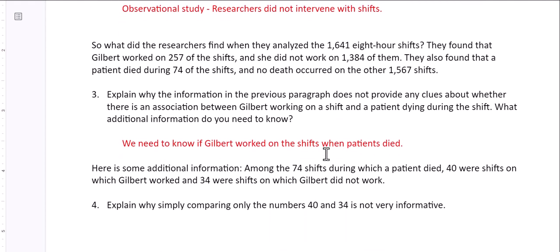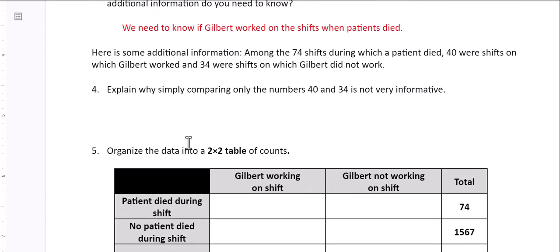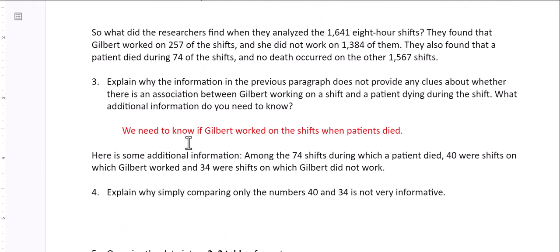So here's some additional information now. Among the 74 shifts during which a patient died, 40 were shifts on which she was working and 34 were shifts when she did not work. Now let's explain why simply comparing only the numbers 40 and 34 is not very informative. From the looks of them, 40 and 34 are not very far apart. So why are they not that informative? What else would we need? What would we rather look at?